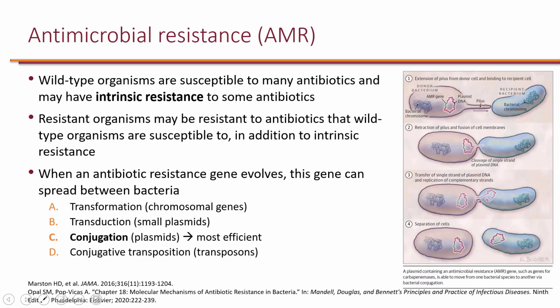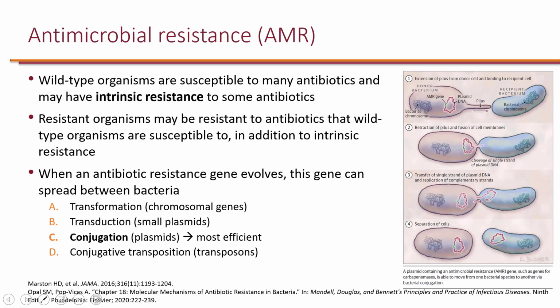Resistant bacteria are the ones that are resistant to antibiotics that normally should have been susceptible to as wild-type. For example, wild-type Staphylococcus aureus is susceptible to penicillin, but you will see that many Staphylococcus aureus strains have developed resistance to penicillin. Wild-type Pseudomonas aeruginosa is intrinsically resistant to penicillin.